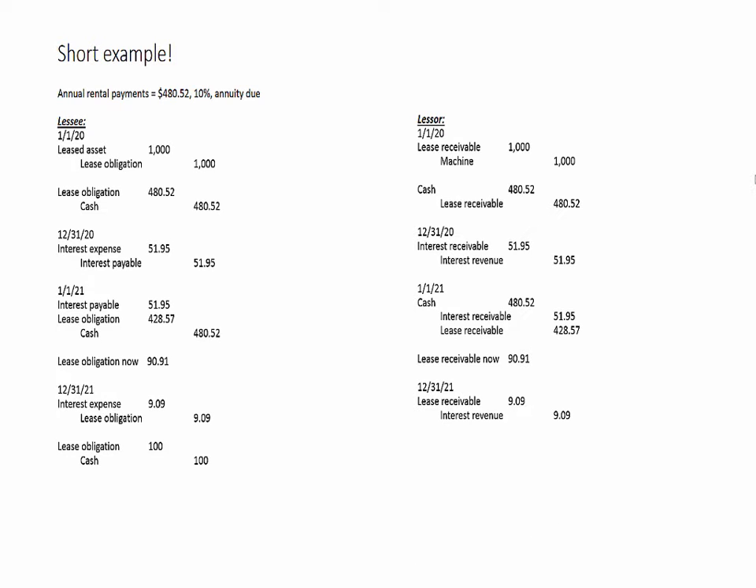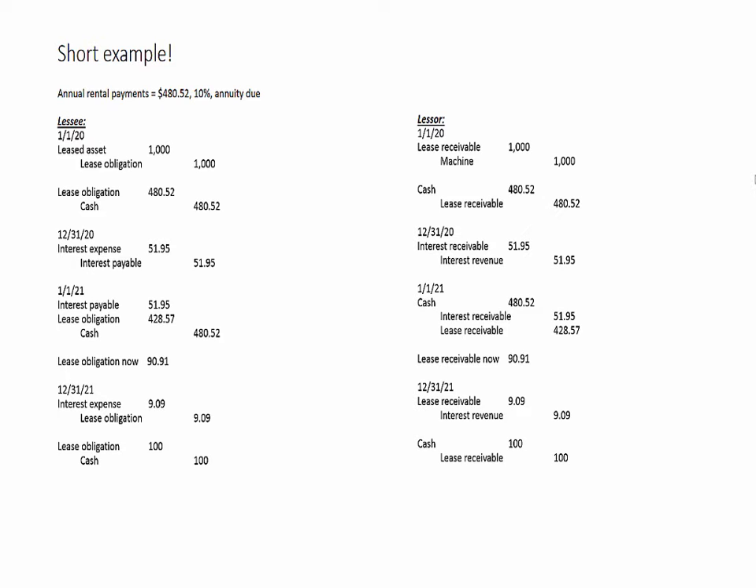Similarly, for the lessor, they're going to accrue their interest revenue of $9.09, and again, rather than debiting interest receivable, they can simply go ahead and add that to the lease receivable, with the result that when they receive the cash payment for the bargain purchase option, that essentially pays off the balance in their lease receivable.